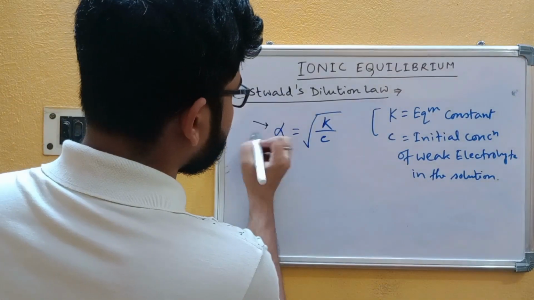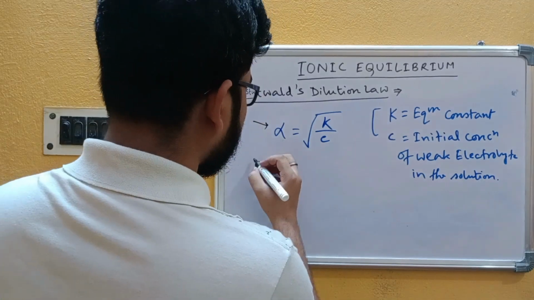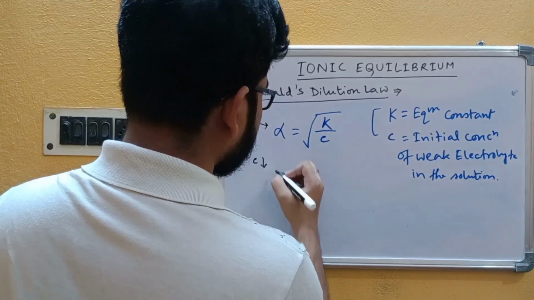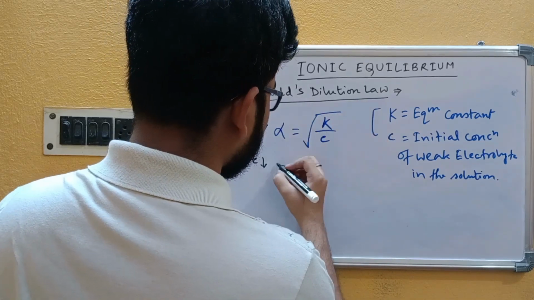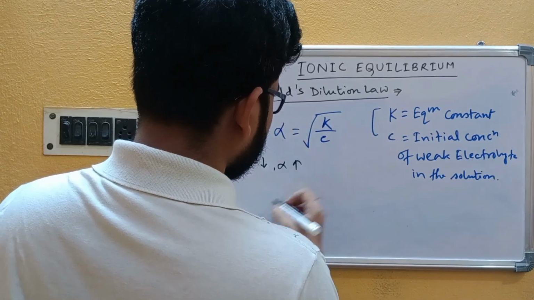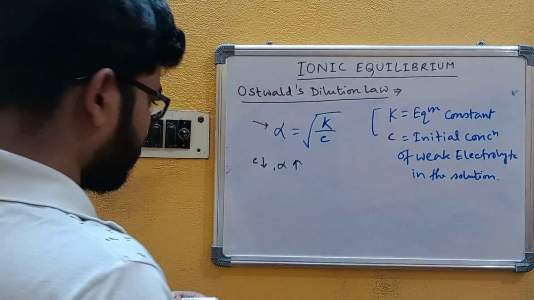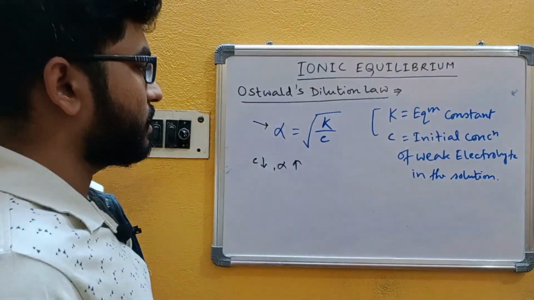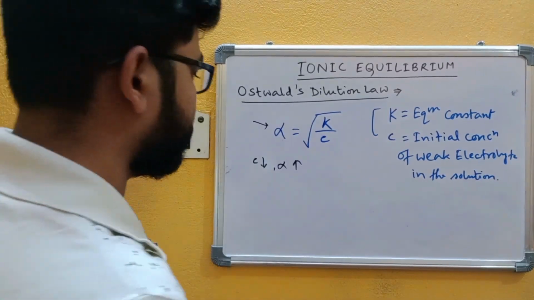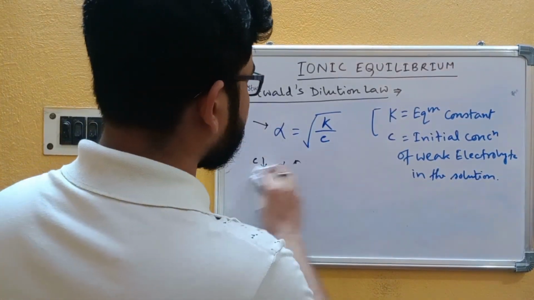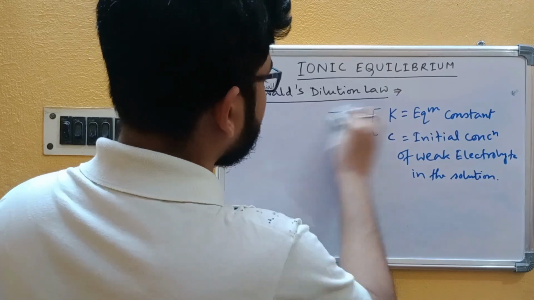From this equation we can see that if the initial concentration decreases, then this whole value increases, and so does alpha. So if the initial concentration of the weak electrolyte in solution decreases, then the degree of dissociation of the weak electrolyte increases. Now we will discuss the applications of Ostwald dilution law.